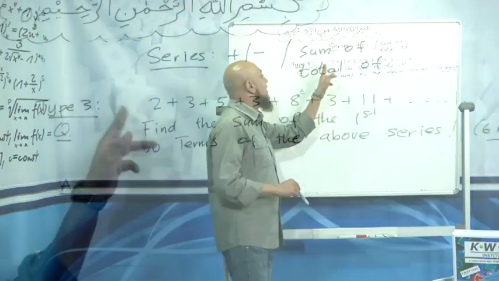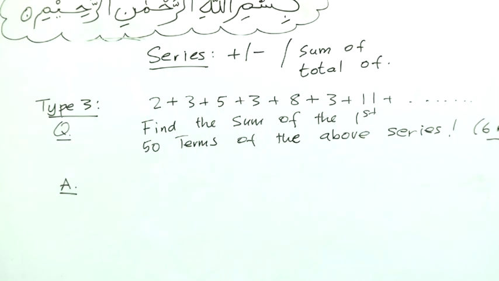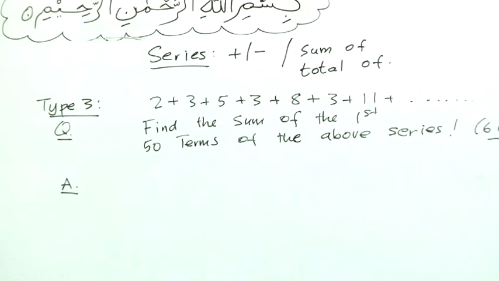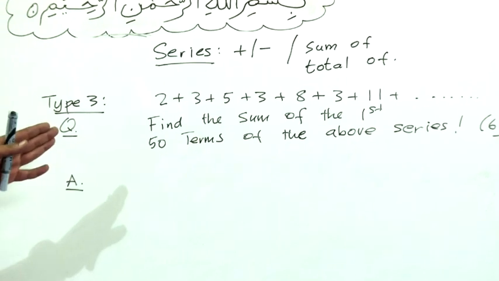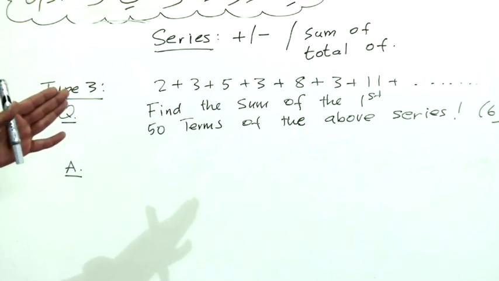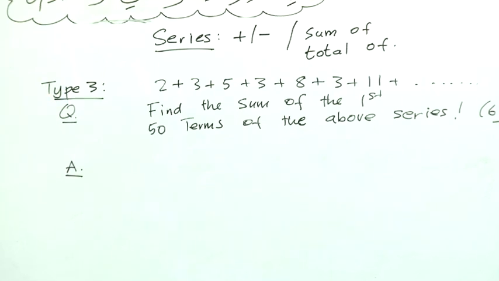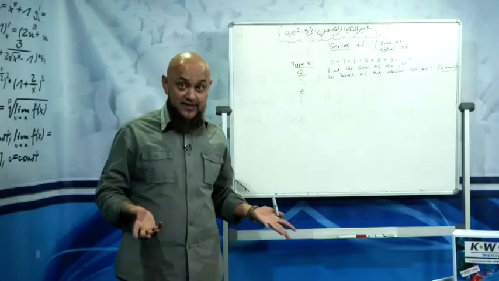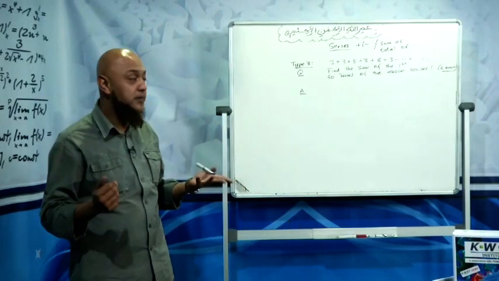Let's start. We now go on to type 3. If you've got your pen and paper ready, you can take this question down. We've got 2 plus 3 plus 5 plus 3 plus 8 plus 3 plus 11. Find the sum of the first 50 terms. Now, this question can be broken up into two styles. Pay attention and listen carefully.